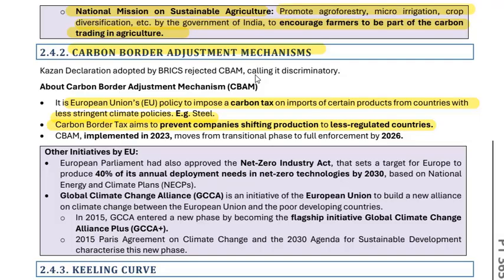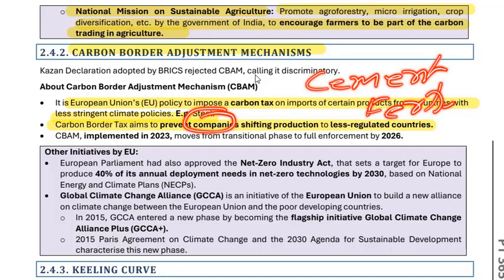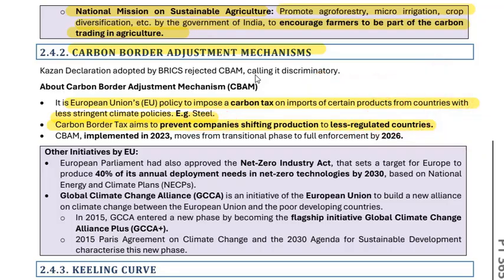Here the example is given for steel. This is also for cement, fertilizers, electricity, aluminium, hydrogen, etc. Actually, the rule is if the carbon cost is lower in the exporting country, the importer must buy CBAM certificates to cover the differences.